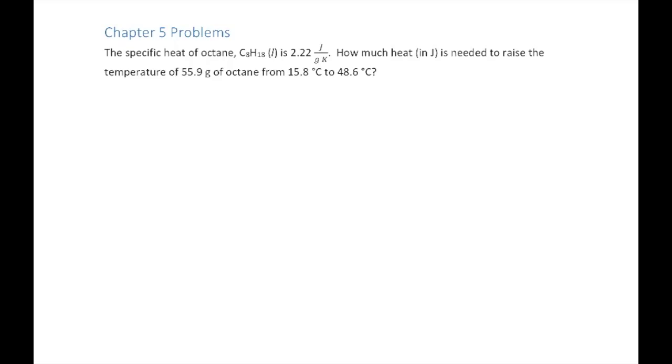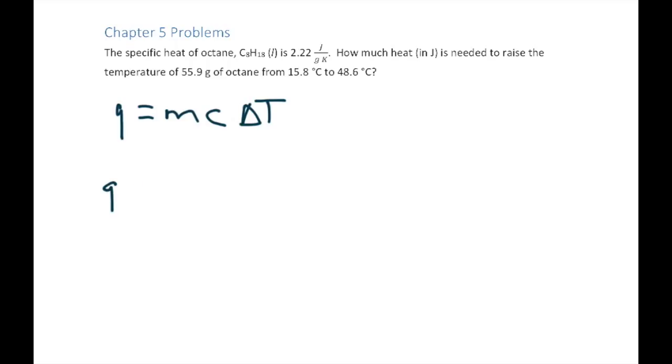How much heat in joules is needed to raise the temperature of 55.9 grams of octane from 15.8 degrees Celsius to 48.6 degrees Celsius? Okay, so the first thing, we need to remember the formula given in the chapter. Q equals mc times delta T. That is, heat equals mass times specific heat times the change in temperature. And remember, the change in temperature is the final temperature minus the initial temperature.